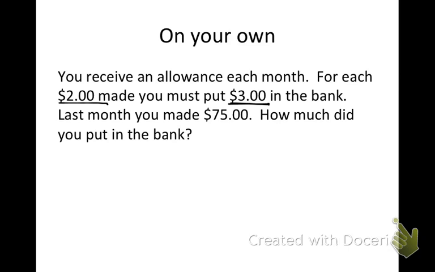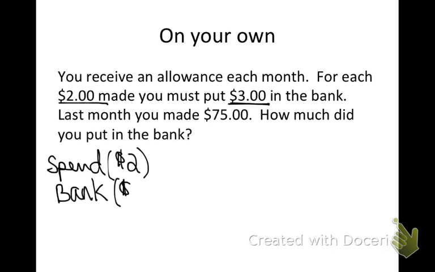So let's say you can, let's call this spending money and bank money. So you can spend $2 forever, and you have to put $3 in the bank. So you can set that up as your box ratio. How many total parts do you have? And then out of the 75 total dollars, how much are you going to put in the bank, and how much do you get to keep for spending? So go ahead and try that, and if you don't get it, that's okay. We can work on it tomorrow during class.